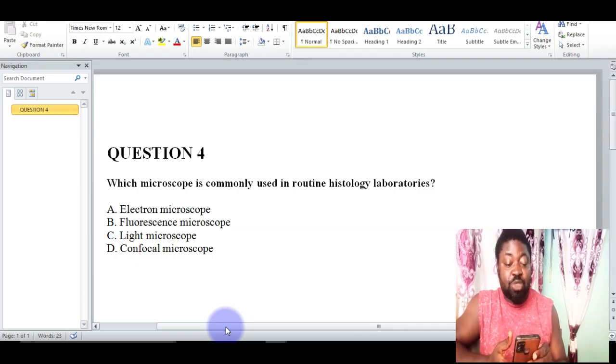In fact, when we talk about the microscope being used in most histology laboratories, then of course we are talking about option C, which is the light microscope. Because the light microscope is the standard tool in histology because it allows viewing of stained tissue sections, and also because it's practical and affordable and also sufficient for most diagnostic purposes. That is why the light microscope is the correct option. Please remember the option that I've given to you. Let's move to the next question, question 5.